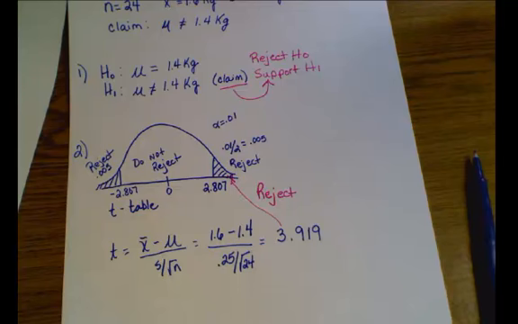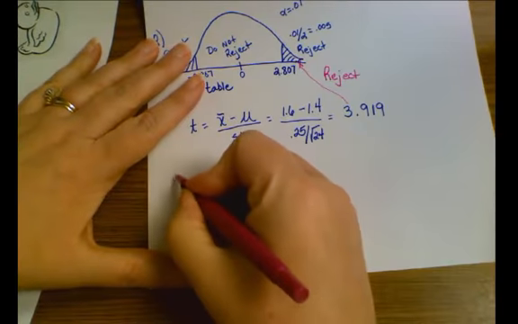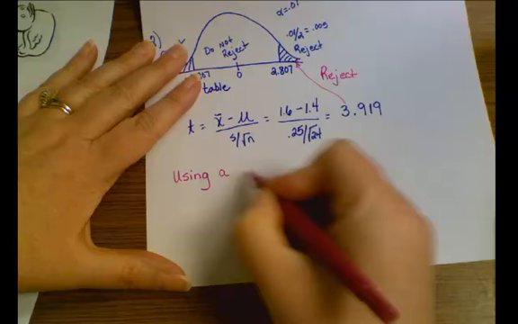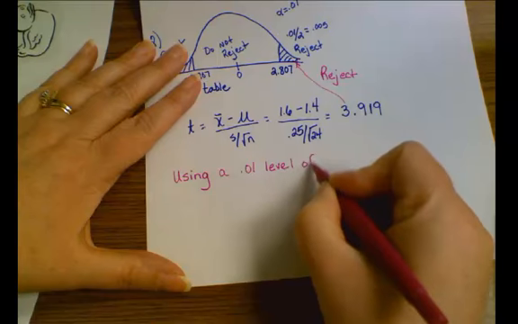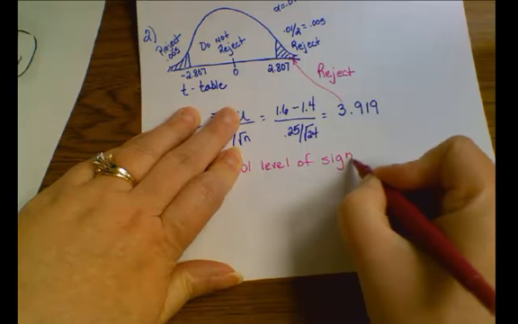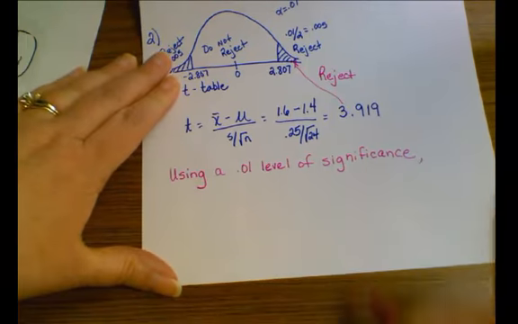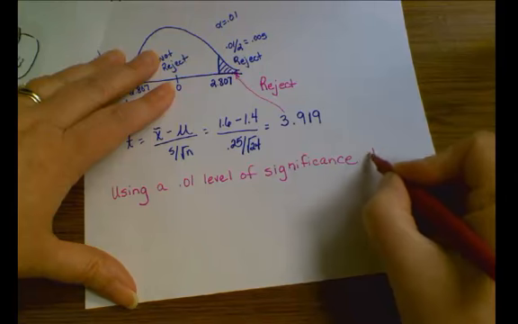So that's where I'm going to come back in and write my sentence. And for some of our teachers, that's the most important part. So you want to be sure that you write it out in completion using a 0.01 level of significance. And that's kind of like always your beginning phrase for that. And you just fill in the number that you're using there. Okay? Then the next phrase is always the same as well.